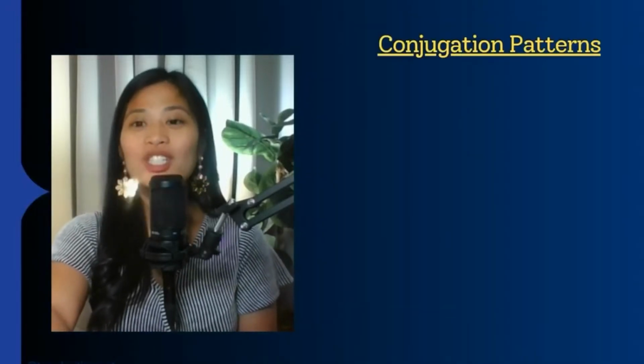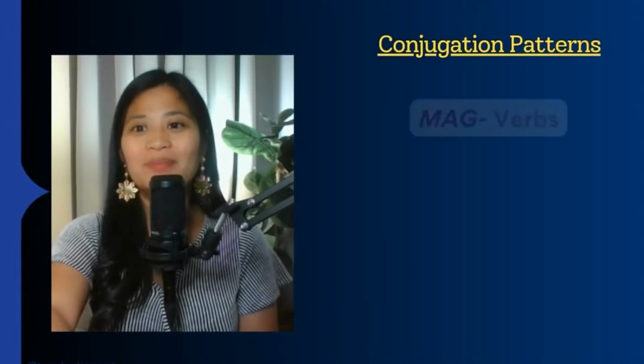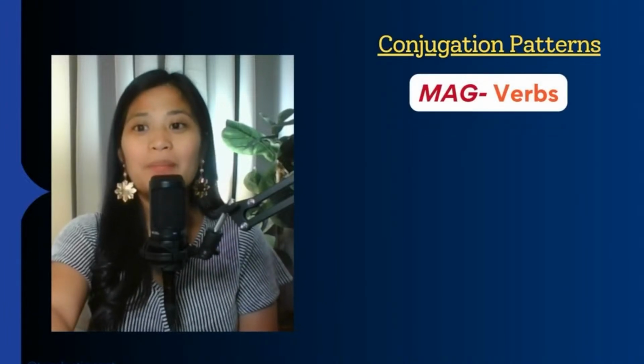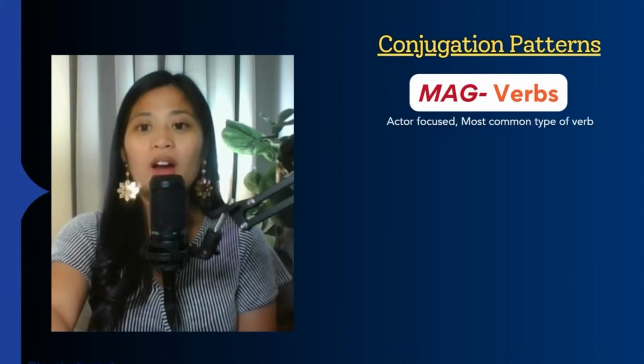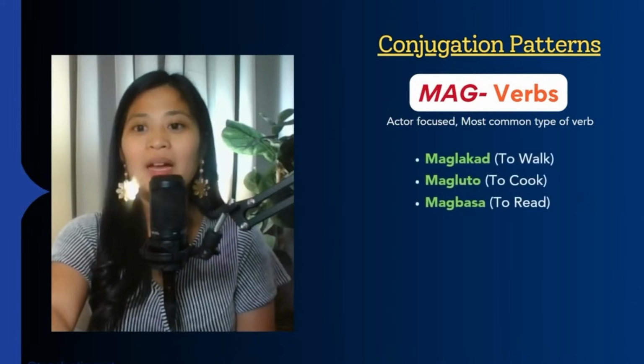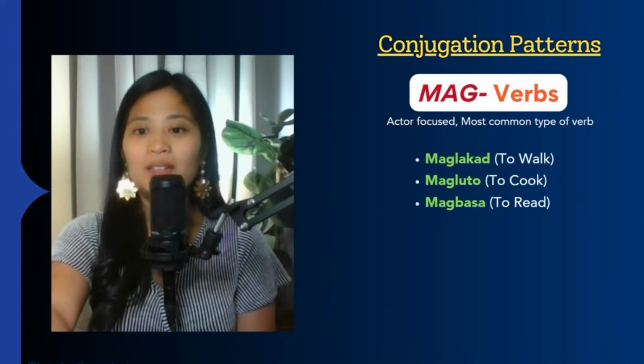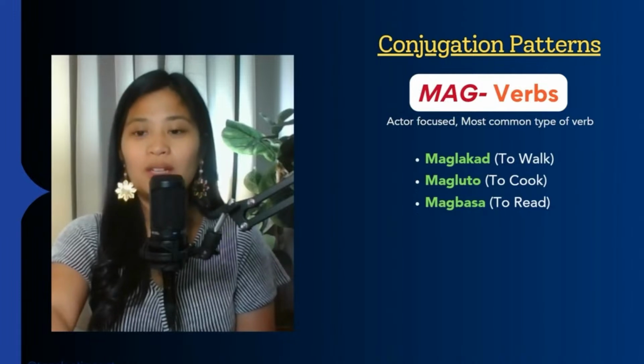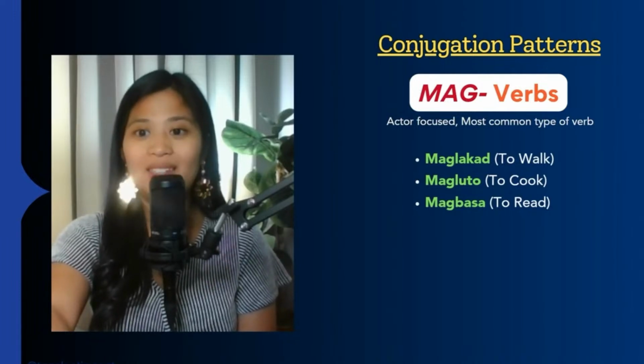Alrighty, so let's go ahead and jump right into these conjugation patterns. We will start with the MAG verbs. They are usually actor-focused, and they are the most common type of verb in Tagalog. Here are some examples. Maglakad, to walk. Magluto, to cook. Magbasa, to read.